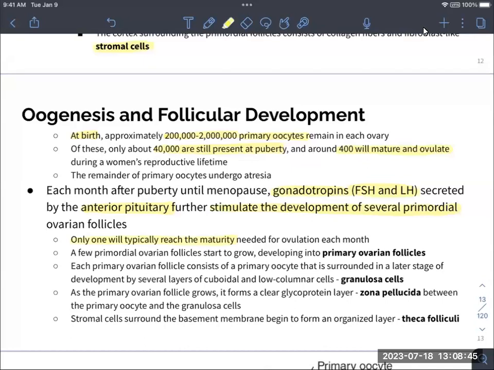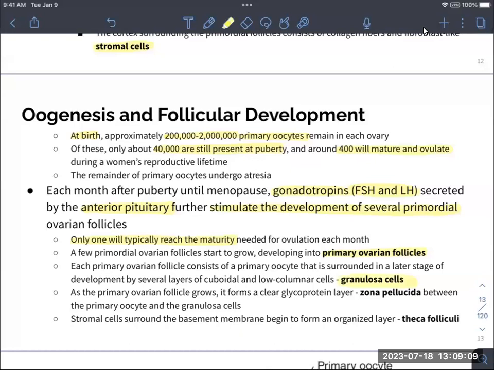So every month, a few of these ovarian follicles will start to grow. They'll develop into those primary ovarian follicles. They're going to have those primary oocytes, and they're going to be surrounded by layers of other cells, those granulosa cells.